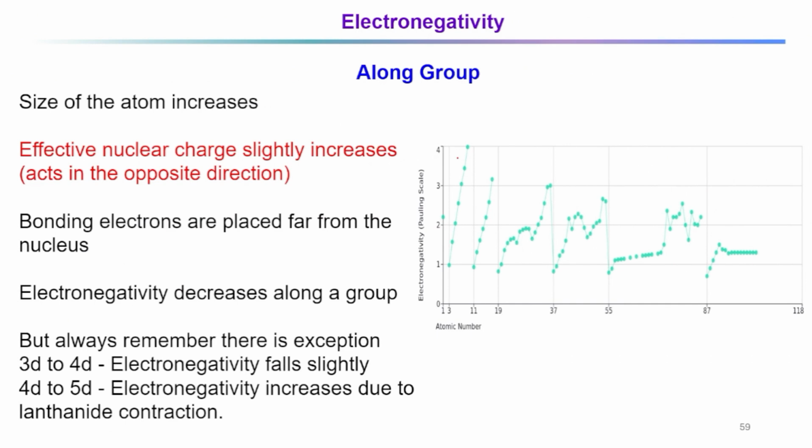Now let's see along a group. What is the effect that is playing a role along a group? So if we go from top to down along the group, the size of the atom increases. Now size of the atom increases means the bonding electrons will be much farther from the nucleus, right? For example, let's see this atom, and let's take another atom.